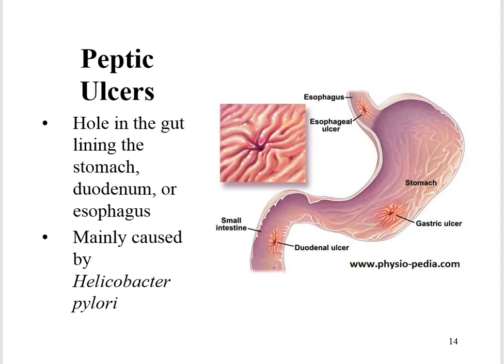A gastric ulcer is a peptic ulcer of the stomach. A duodenal ulcer is a peptic ulcer of the duodenum. And where do you think an esophageal ulcer is? That's right, a peptic ulcer of the esophagus.